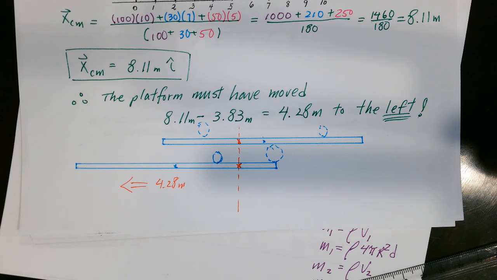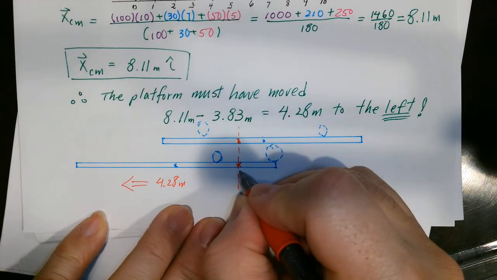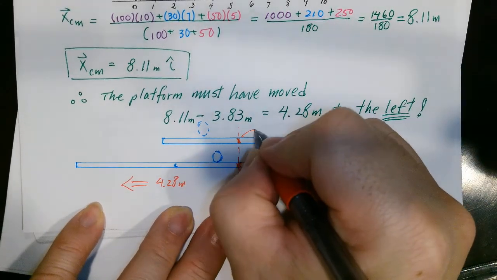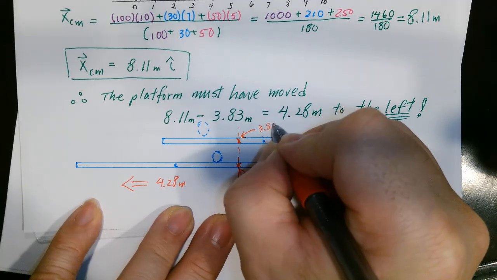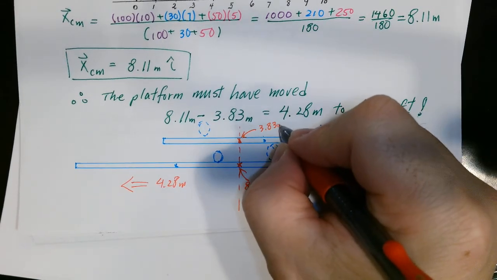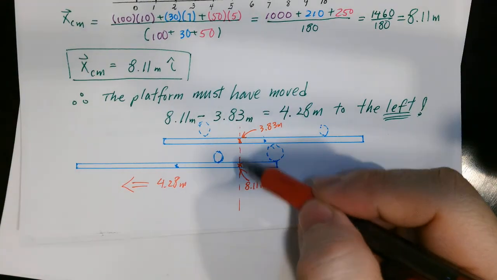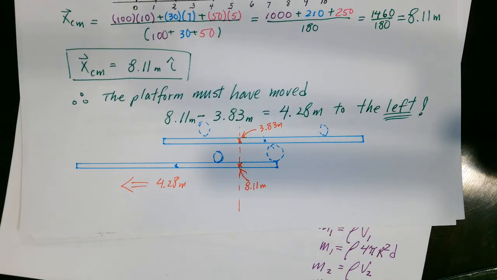I hope that makes sense. Okay. So relative to the platform, this is at 8.11, this at 3.83. But relative to outside, the center of mass position did not change. Okay? It's very important to understand that.